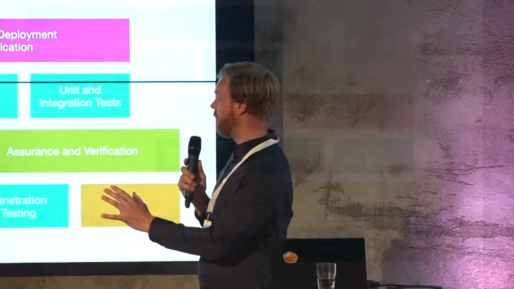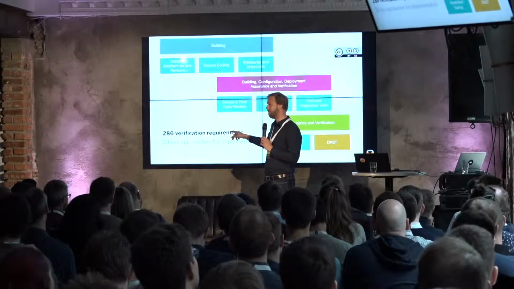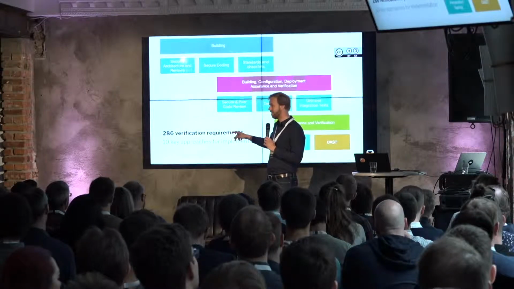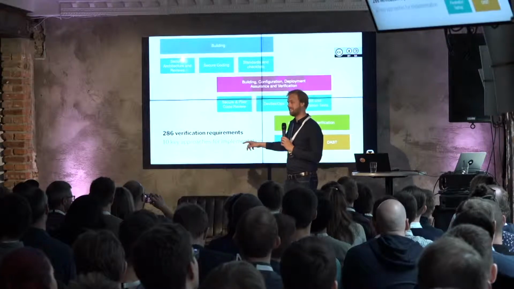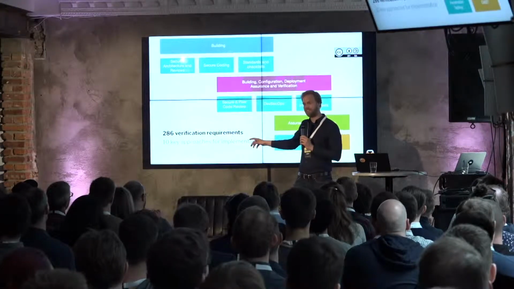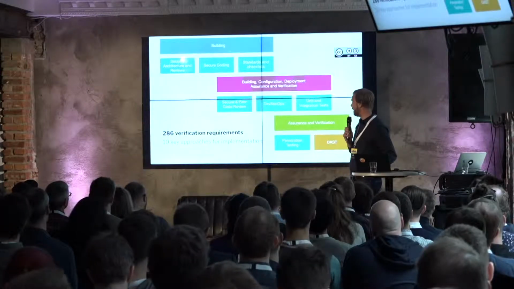And then we have these categories. It shows you the whole application development lifecycle. Main point, 286 verification requirements. That's a lot of requirements. It would be a lot of requirements to figure out yourself. So it's a good thing that somebody did it for you. Is this the truth? Well, it's a good place to start. It's not the whole picture either.